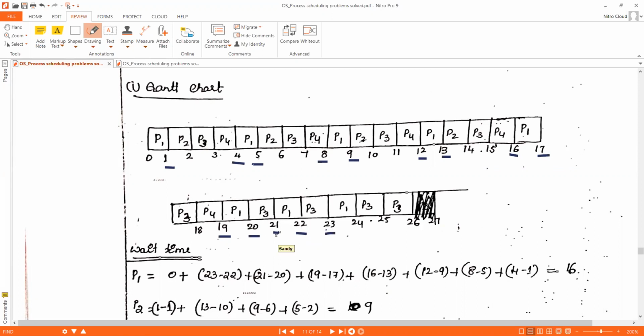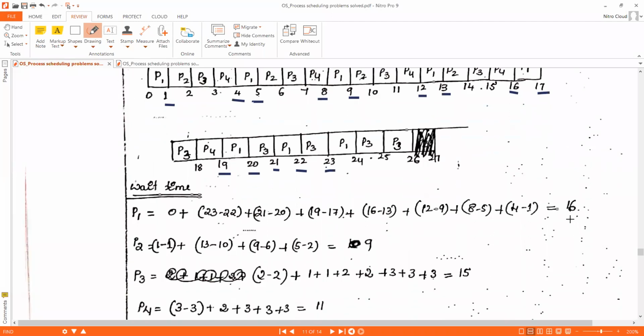Next, that time allotted, the previous allotted time minus its previous preempted time. 21 minus 20, 19 minus 17 plus 16 minus 13 plus 12 minus 9 plus 8 minus 5 plus 4 minus 1. We will get the waiting time for the process P1. So the total waiting time for the process P1 we'll get is 16 milliseconds.